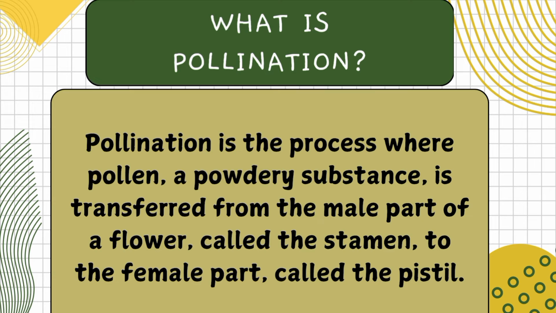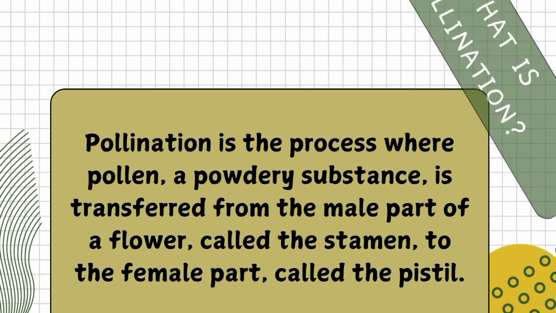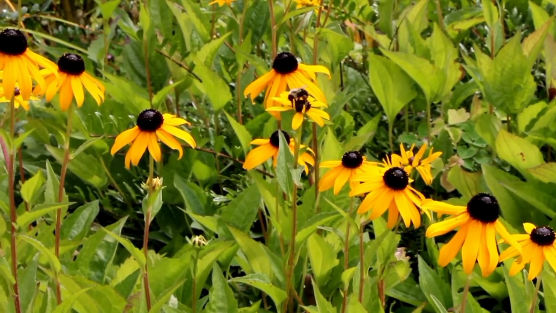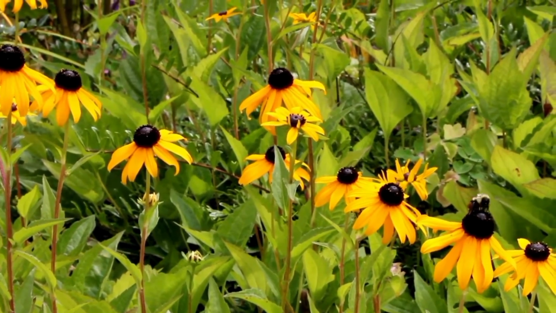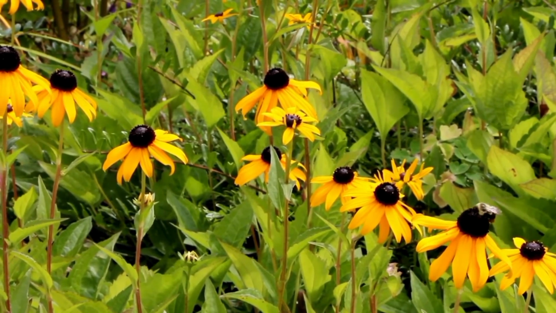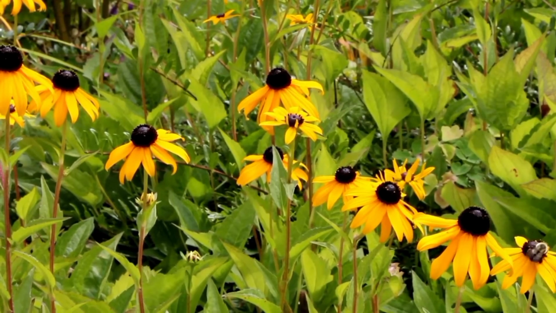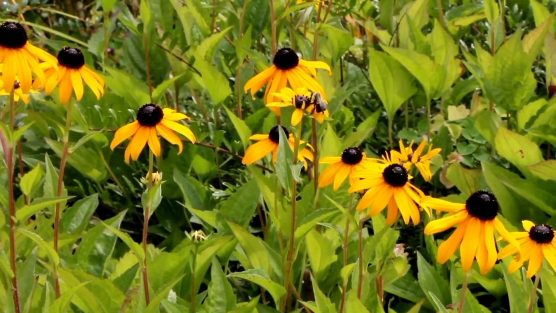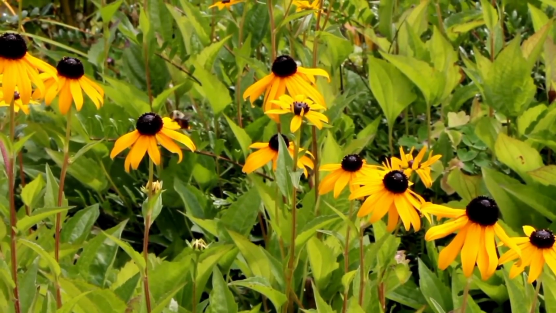Pollination is the process where pollen, a powdery substance, is transferred from the male part of a flower called the stamen to the female part of the flower called the pistil or carpel. Pollination can occur through different agents like wind, insects, or even animals. When pollen lands on the stigma of a flower, it can travel down the style to reach the ovary. This is where pollination sets the stage for fertilization. The transfer of pollen grains occurs with the help of agents, and these agents are called pollinators.